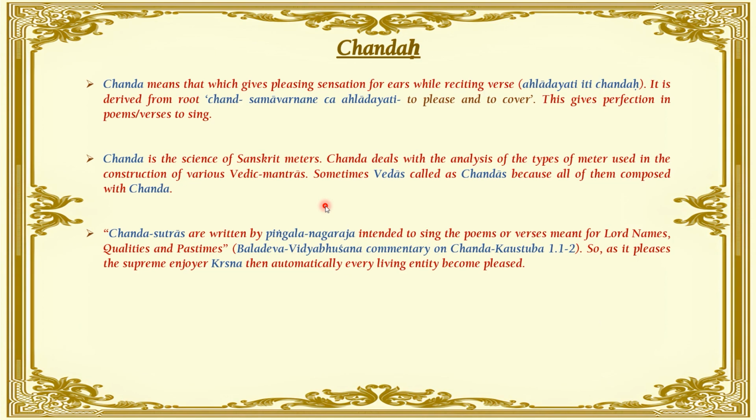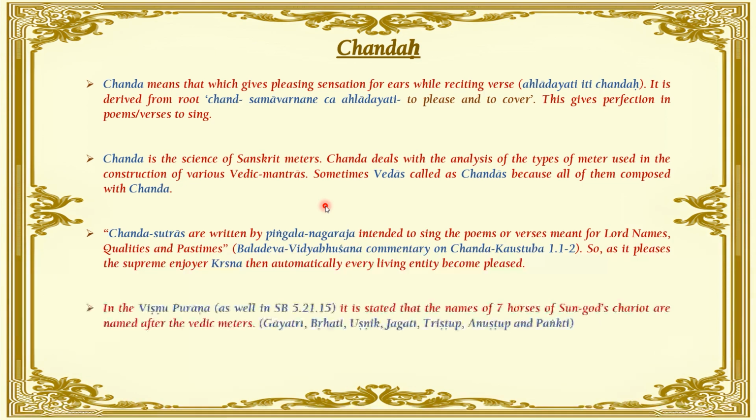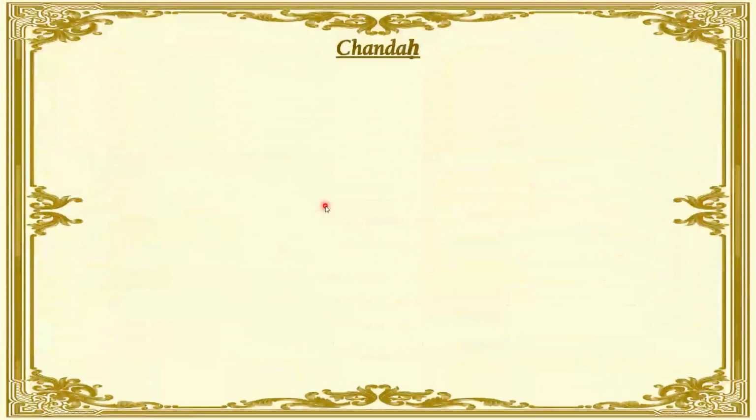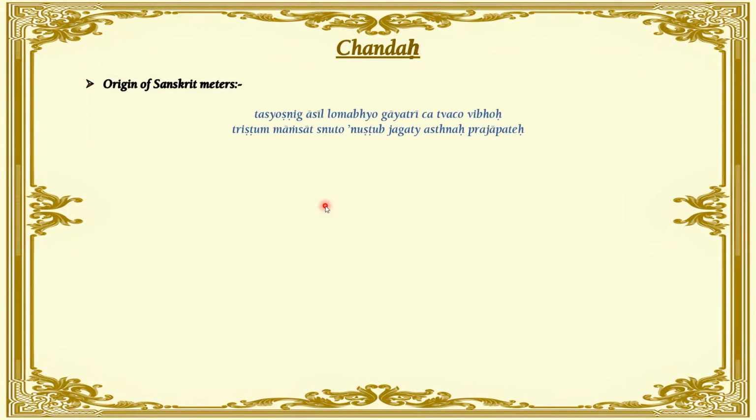Chandakosha is a book written by Srila Baladeva Vidyabhushana. In the Vishnu Purana as well as in the Bhagavata Purana, it is stated that the names of the 7 horses of the sun god are named after the Vedic meters: Gayatri, Brihati, Ushnik, Jagati, Trishtup, Anushtup, Pankti. And the origin of the Sanskrit meters is again a verse from Srimad Bhagavatam. Tasyo Ningasillo Madhyo Gayati Cha Tvacho Vibho Tishtum Mamsat Asnuto Anushtup Jagatiya Asnatah Prajapatehe.